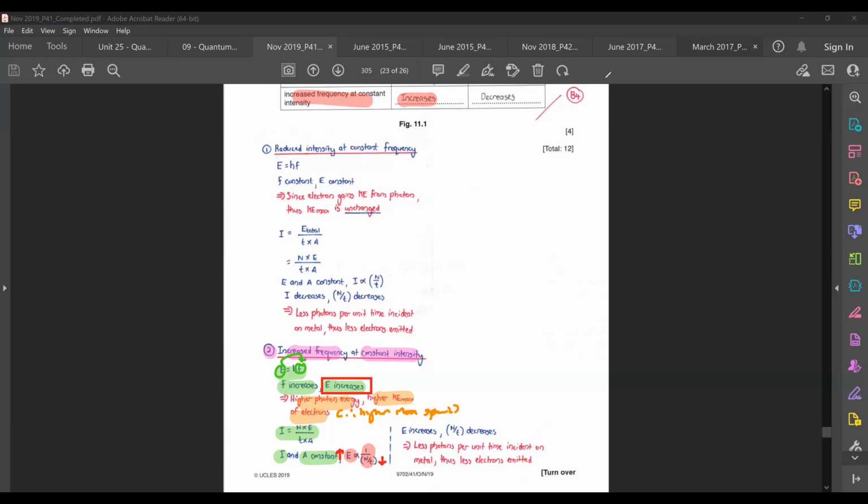So here you would have less photons per unit time incident on your metal, therefore less electrons emitted. Your rate of emission of electrons is therefore decreasing here. Okay, so that is how you would do this. It's worth 4 marks.